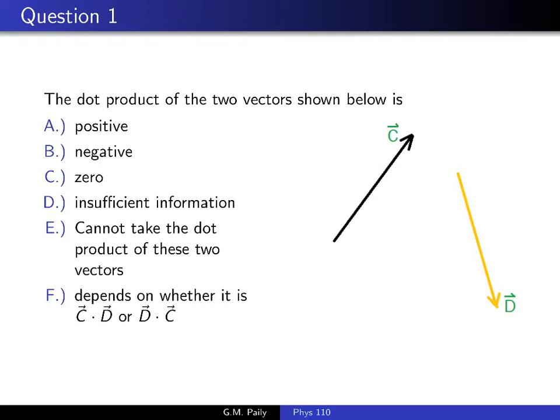Here's a question for you to try. Is the dot product of vector C and vector D positive, negative, 0? Is there insufficient information to decide? Can you not take the dot product of these two vectors? Or does it depend upon whether you do C dot D or D dot C?